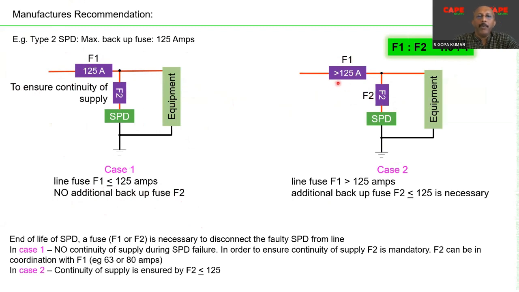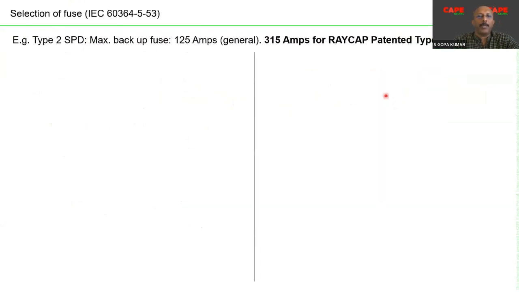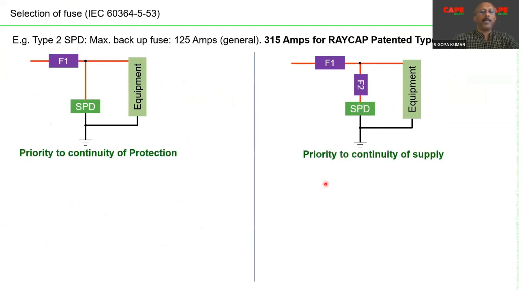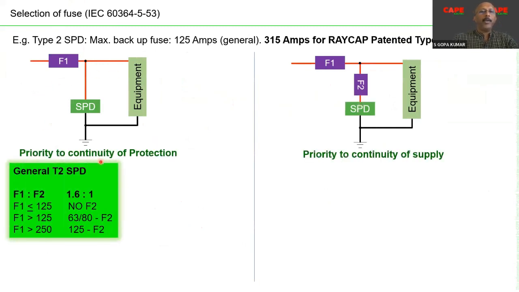So if continuity of supply is important, irrespective of what is written in the manufacturer's catalog, you must require a backup fuse, which is with this ratio you should select. I have some more examples. So the first one, continuity to priority of protection. The second one, continuity of priority to continuity of supply. As I said, these two subjects, it's a little bit complicated to understand. One moment, please.